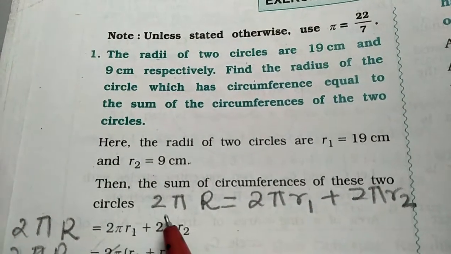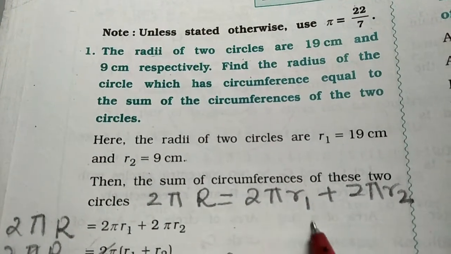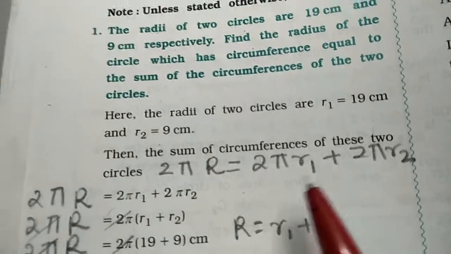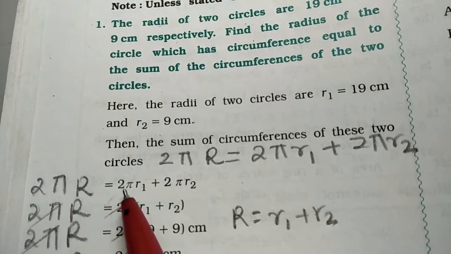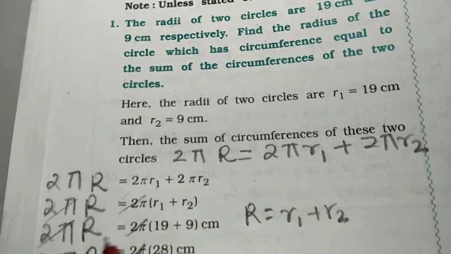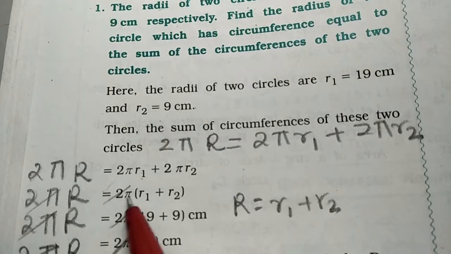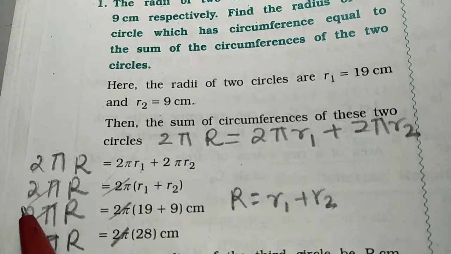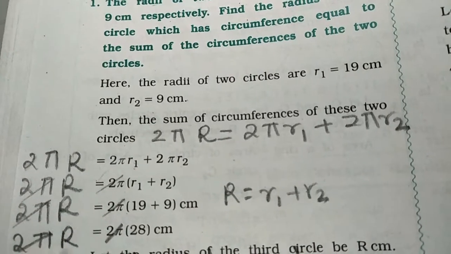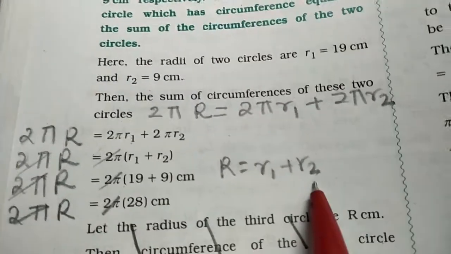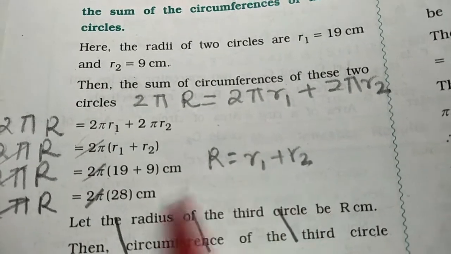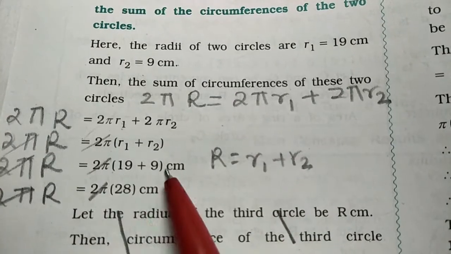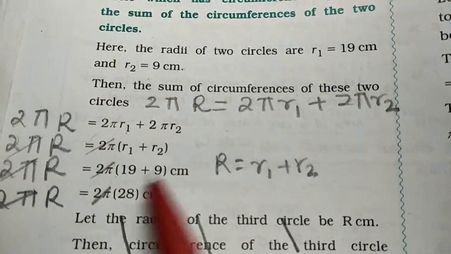So the sum of the circumference will be 2 pi r1 plus 2 pi r2, circle number 1 and circle number 2. That is, 2 pi r is equal to 2 pi r1 plus 2 pi r2. Now if you take out 2 pi common, it will be r1 plus r2 here. So this 2 pi and this 2 pi will get cancelled. So we have got r is equal to r1 plus r2, right? So r will be 19 plus 9, that is 28. So that is your answer.